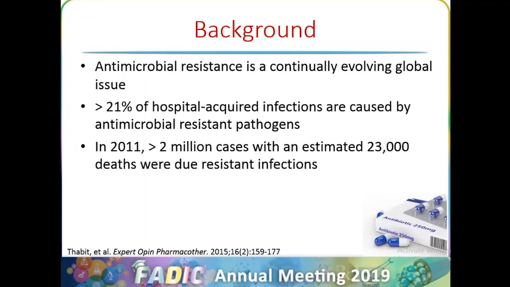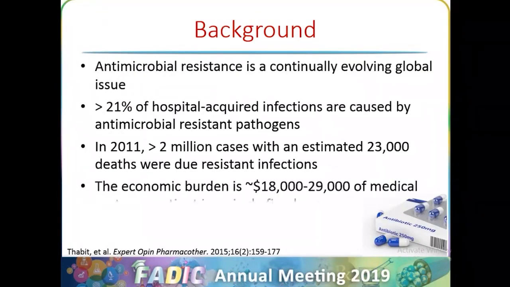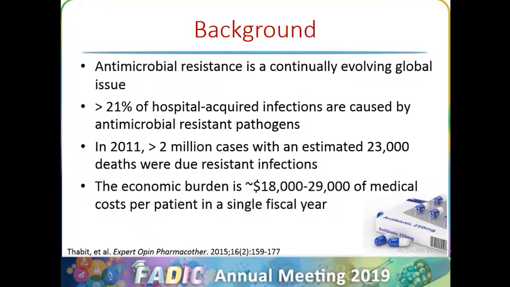Now, the economic burden. The economic burden of antimicrobial resistance resulted in $18,000 to $29,000 of medical costs per patient in a single fiscal year. So we're talking about these thousands of dollars being spent on one single patient. So if we multiply this number by the 2 million cases that I've just mentioned, then this can actually have a huge impact on the budgets of countries.